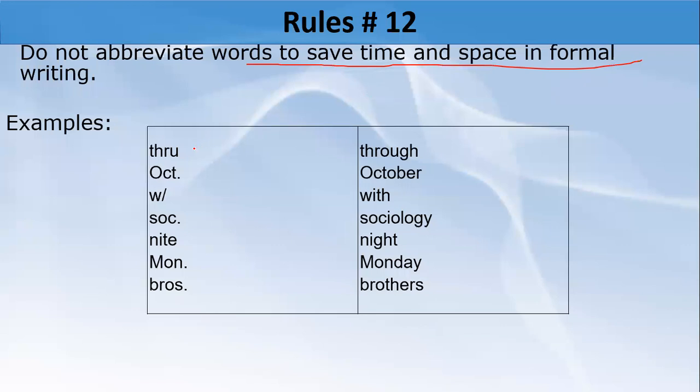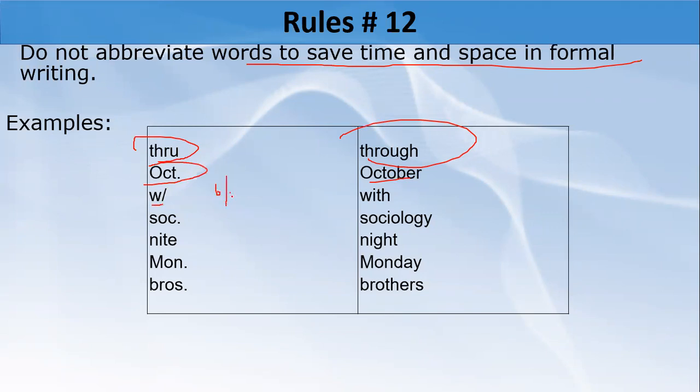In formal writing, keep in mind, like while writing an email to your research supervisor or to your teacher, do not go for the abbreviated form to save space or time. Always go for the full form. Like instead of thru, go for the full form through. Instead of Oct., go for October.